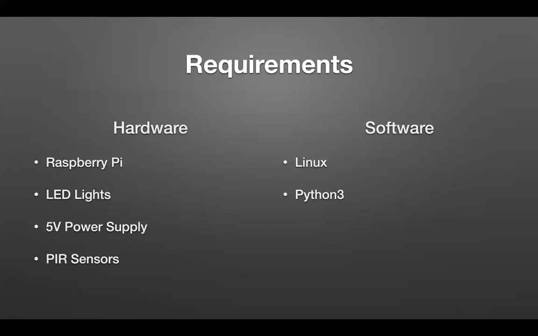Moving on to the requirements of my solution, I utilized a Raspberry Pi due to the versatility of the GPIO pins, as well as LED lights and a 5-volt power supply to power those LED lights. I chose LEDs in particular because they're pretty safe to wire and honestly kind of cool. And then I also utilized PIR sensors for the motion sensors. For software, I utilized Linux, the operating system that the Raspberry Pi runs on, as well as Python 3 to write my program in.